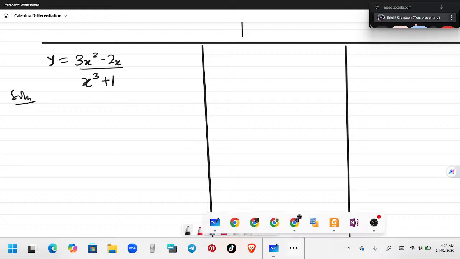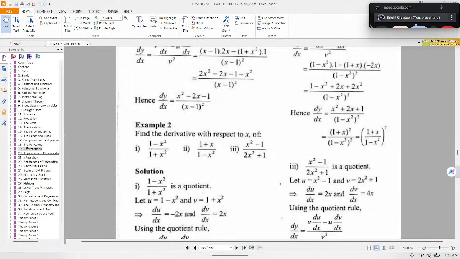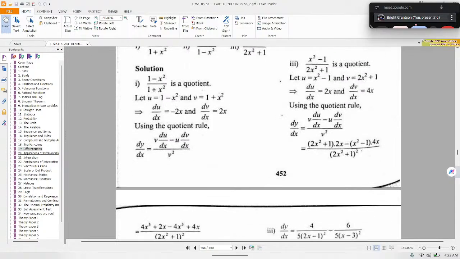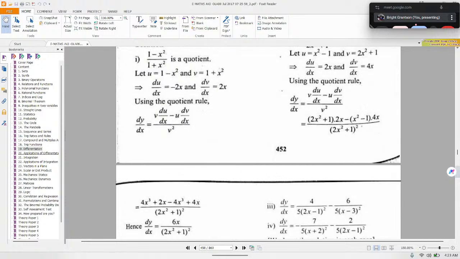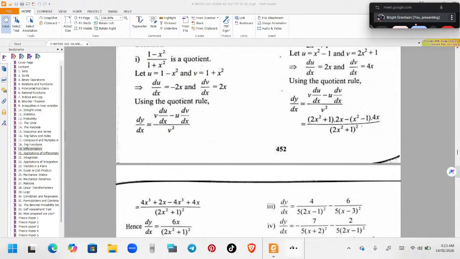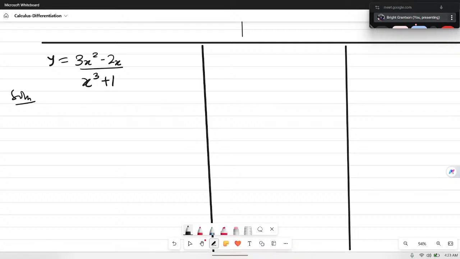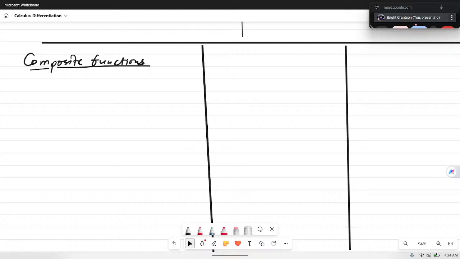I want the ones which are quite challenging. It seems the ones here, okay. So let's go to the composite functions then. So yeah, I'll be checking your book. So composite functions. Now when we talk about composite functions, it's basically a function within another function. Right? So that's what we'll be using, the chain rule.